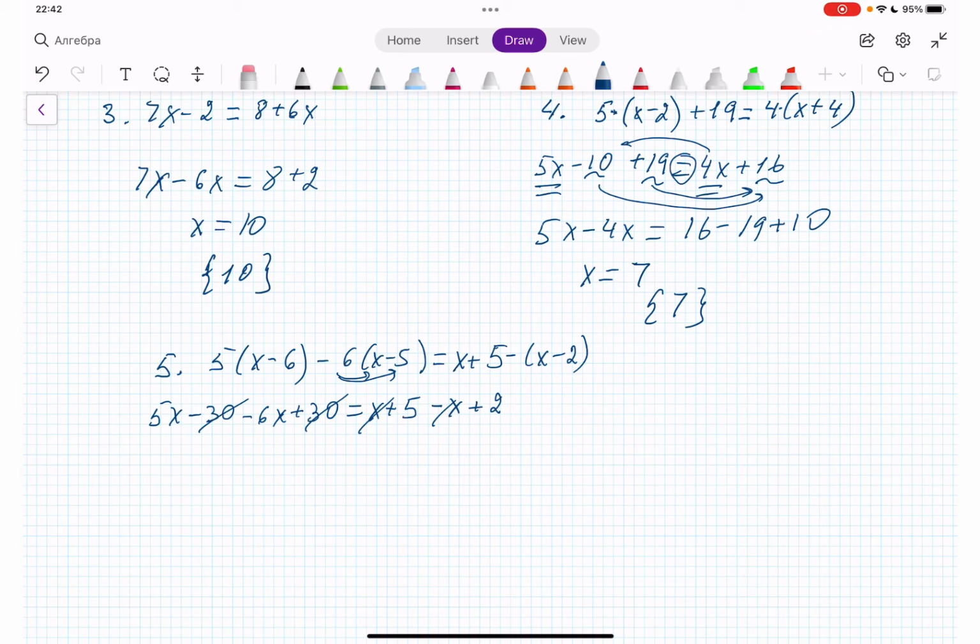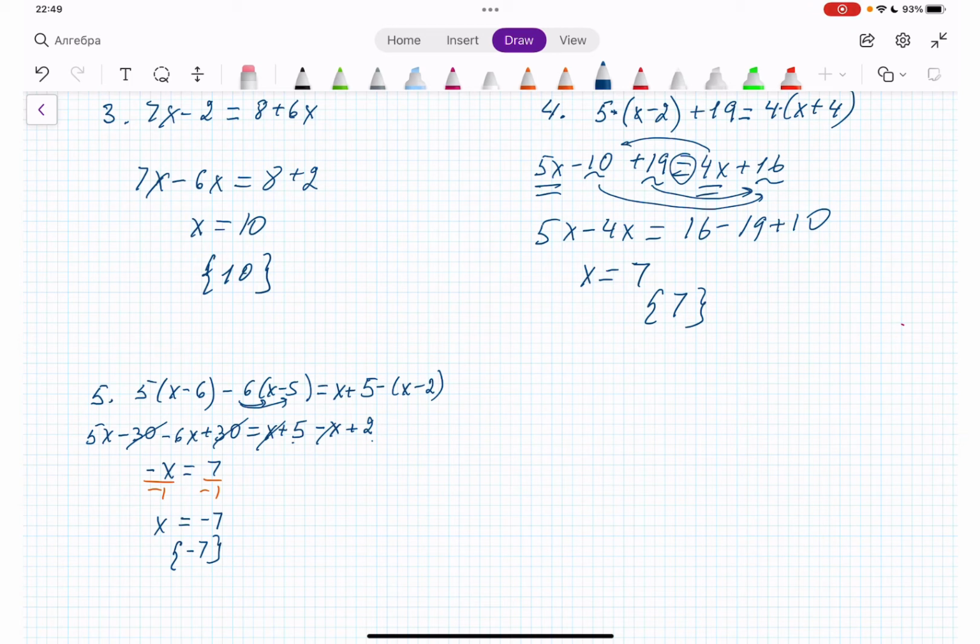Now 5x minus 6x is going to be negative x, equal, here we have 5 plus 2, it's going to be 7. If negative x is equal to 7, on both sides we can divide by negative 1 to get rid of the negative sign. And we are getting positive x, because negative by negative is positive, equal to negative 7. And the answer is negative 7.